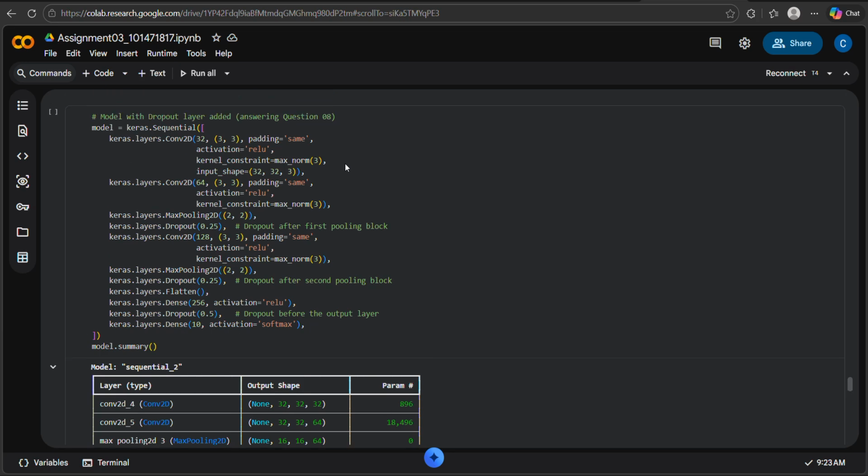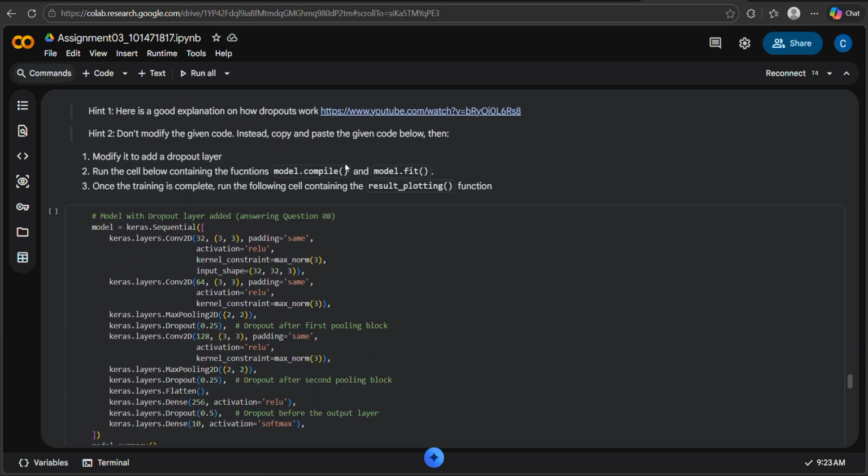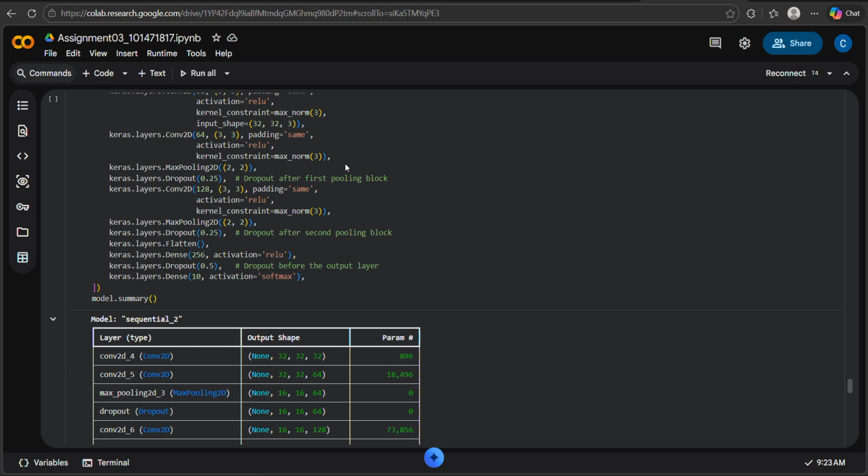For question 8, I added dropout at 3 points in the deeper model, 25% after the first pooling, 25% after the second, and 50% before the output layer.